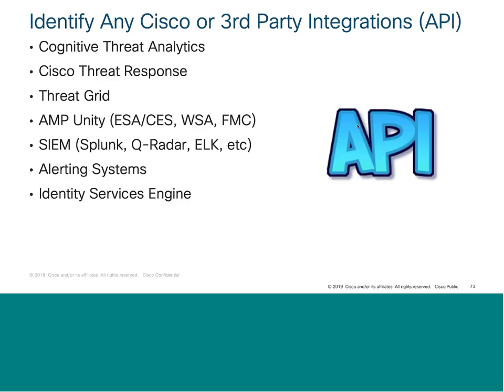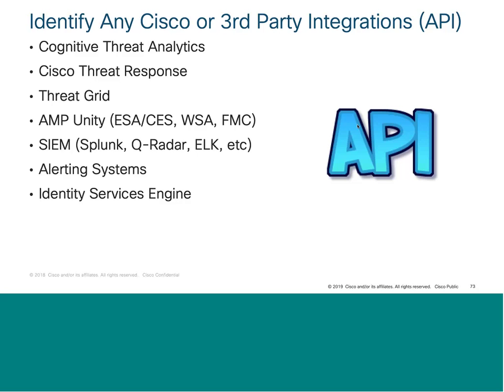AMP Unity will bring ESA, CES, WSA, and FMC event data into the AMP for Endpoints console. Please note, this does not bring in network telemetry data. This does not bring in file system data. This only brings in event-related data.